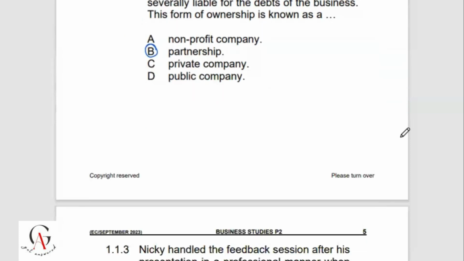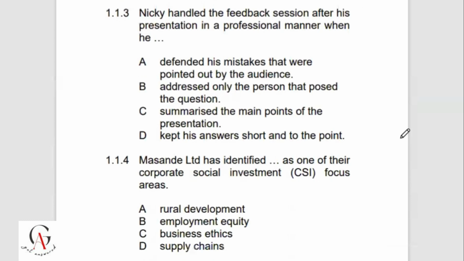Okay, right. So now let's move on to 1.3. Nikki handled the feedback session after his presentation in a professional manner when he kept his answers short and to the point. So now our appropriate answer in this regard is going to be D.